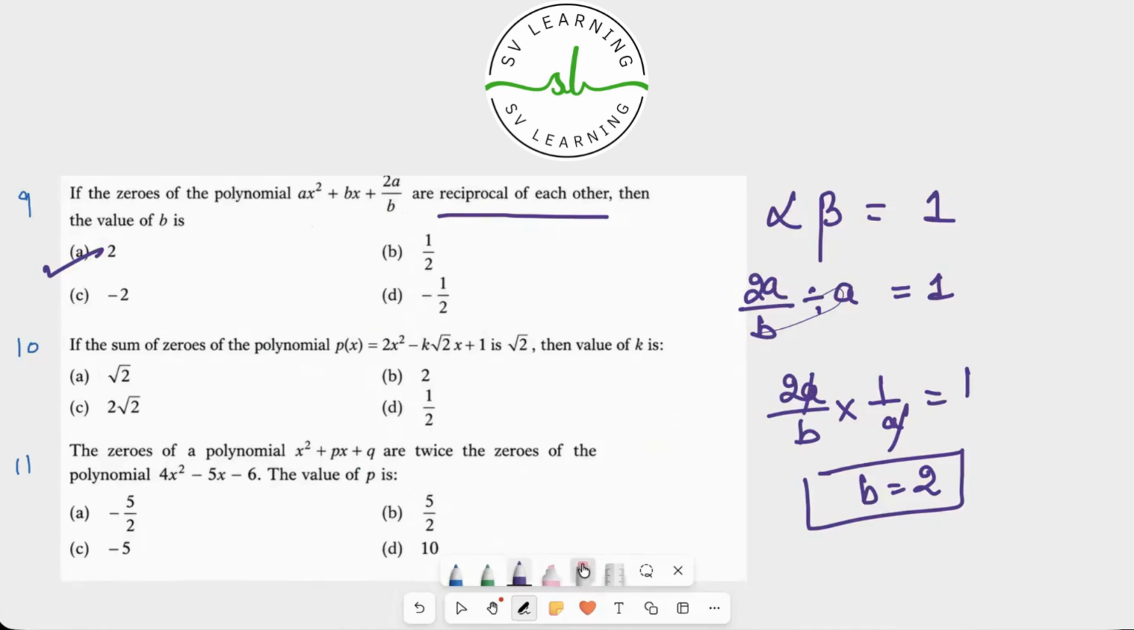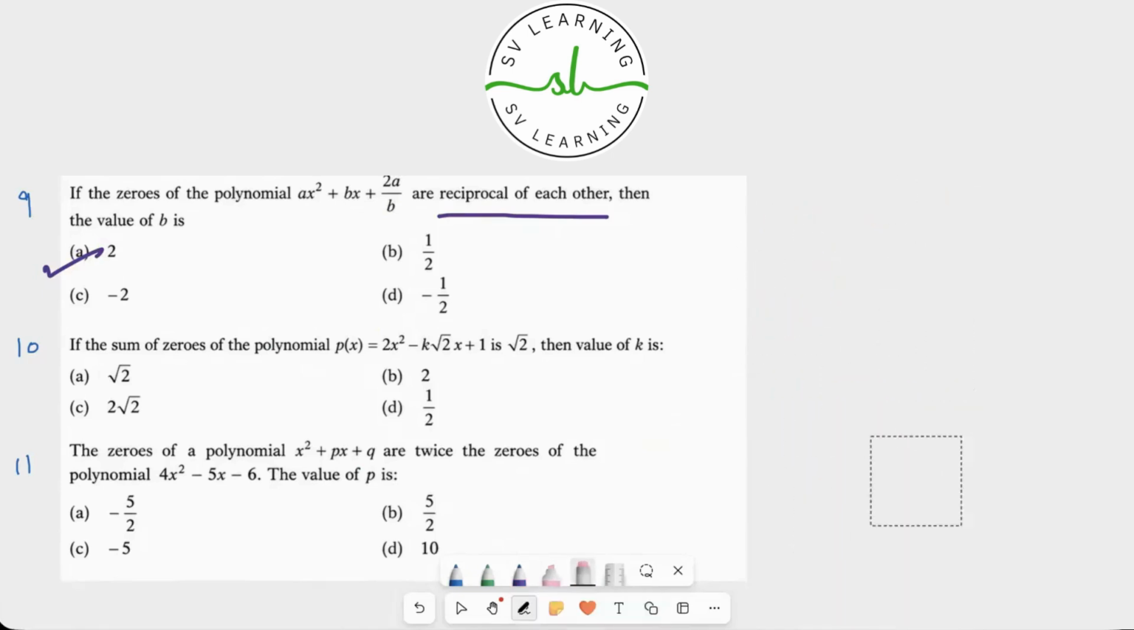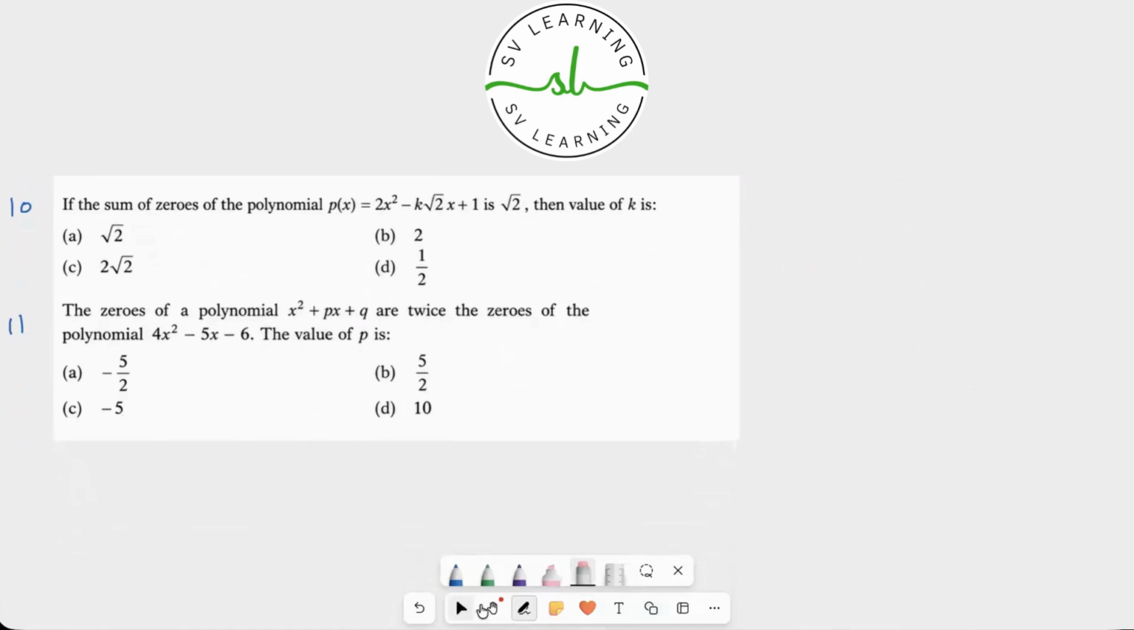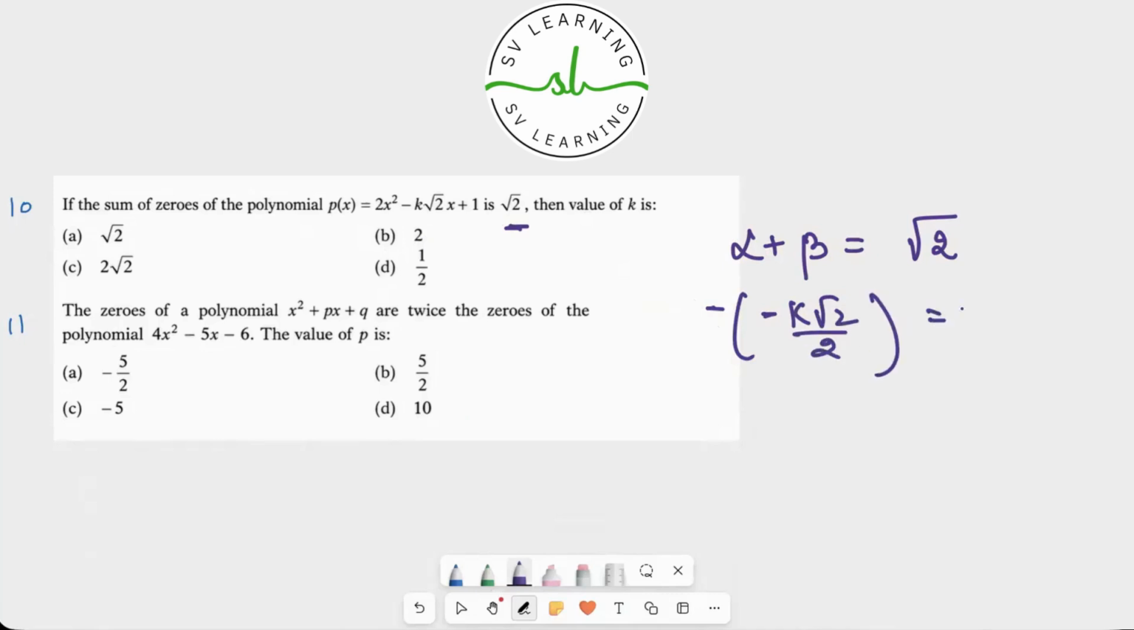All right. So next question. If the sum of the zeros of the given polynomial is root 2, so in the given polynomial, alpha plus beta is given as root 2, 2x square minus k root 2 x plus 1. So alpha plus beta can also be written as minus b by a. So minus of minus k root 2 by 2 is equal to root 2. Root 2 and root 2 get cancelled. Minus minus becomes plus. k is equal to 2. Option number B.